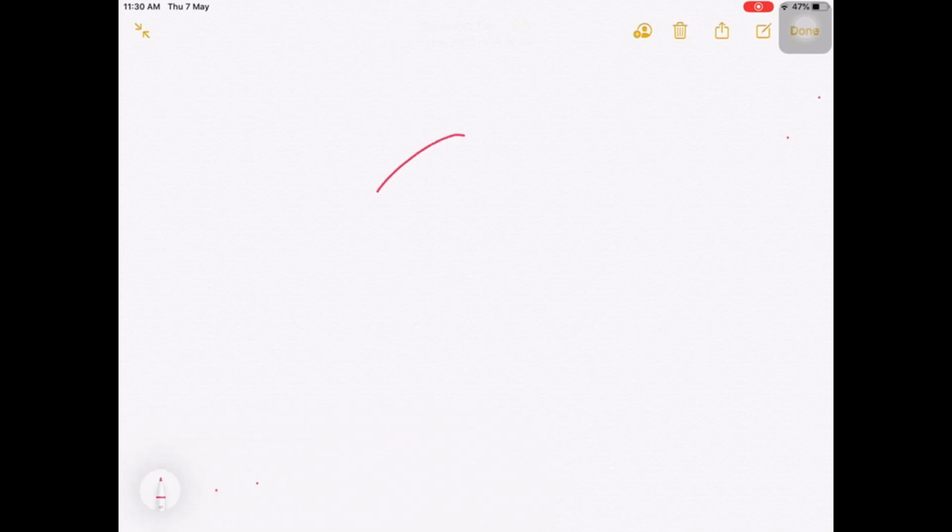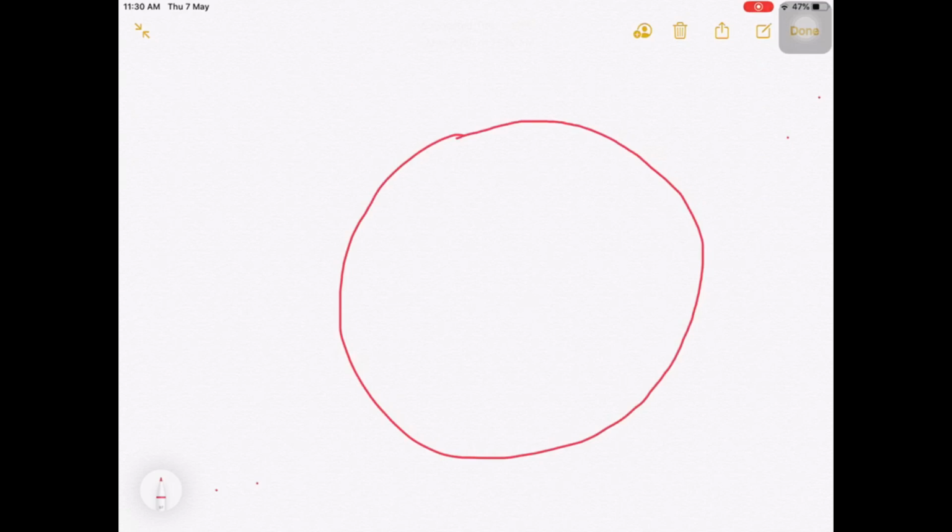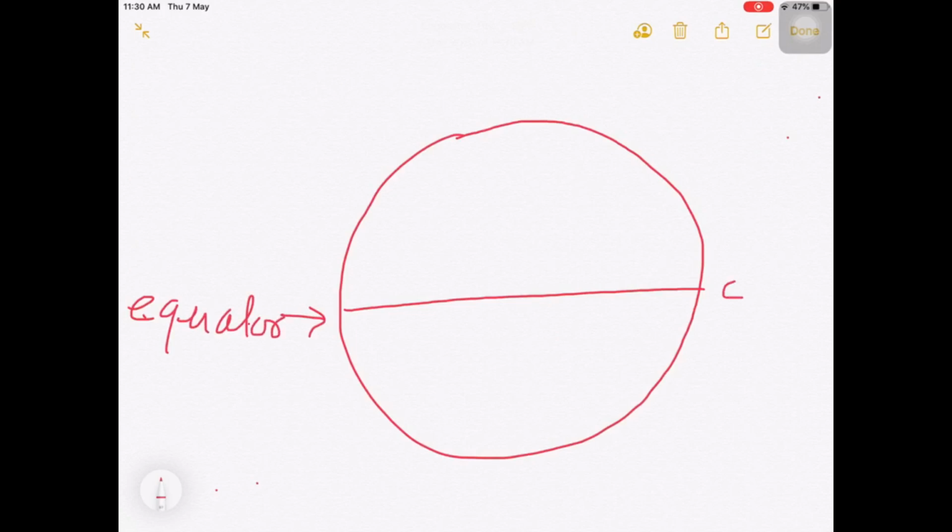Always draw a large circle first. Then in the middle you need to draw a line which divides the circle into two parts. On this line, on one side we will write equator and on the other side we will write 0 degree. Then we will draw two more lines above and below the equator on a parallel basis, at a little distance.